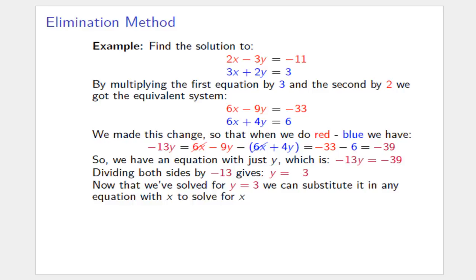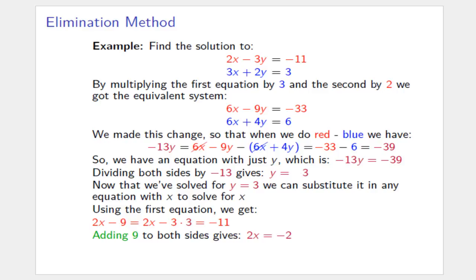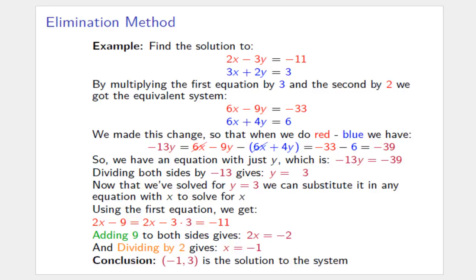Now that we've solved to find y equals 3, we can substitute it in any equation with x to solve for x as well. Using the first equation, we get 2x minus 3 times y, which is 3, equals negative 11, which is 2x minus 9 equals negative 11. So adding 9 to both sides gives 2x equals negative 2, and dividing by 2 gives x equals negative 1. So we can conclude that negative 1, 3 is the solution to the system of equations.